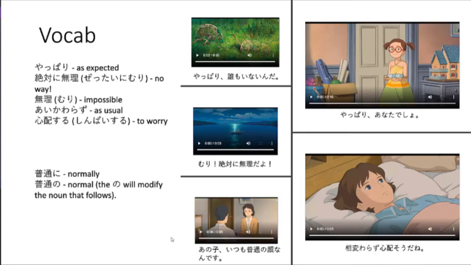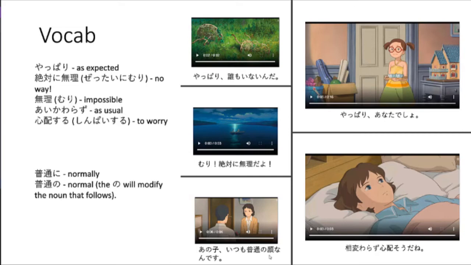あの子、いつも普通の顔なんです。普通の顔? Futsu no kao. Now, the difference between futsu ni, it's an adverb. So, futsu ni, I do this. Or futsu ni, そのことをやる, I do this, or whatever. So, futsu ni, I normally. Whereas futsu no is saying a normal, and that no is going to be followed by a noun.